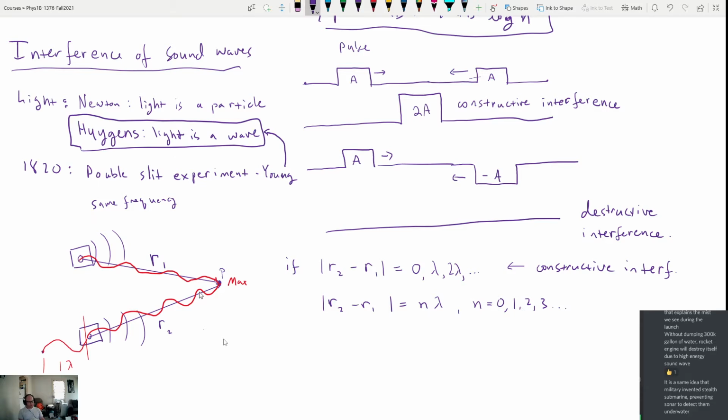Is that clear enough? I really want to know, because I don't want to keep going. If you don't understand this part, you're not going to understand the next part. So does that make sense? Why is that the condition to get constructive interference?